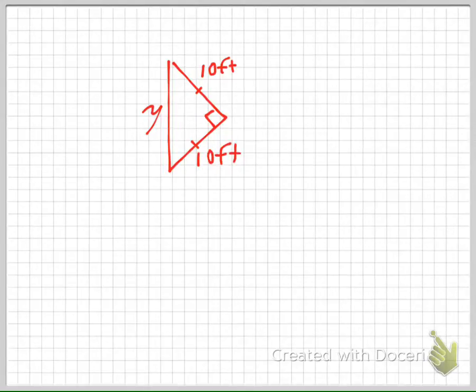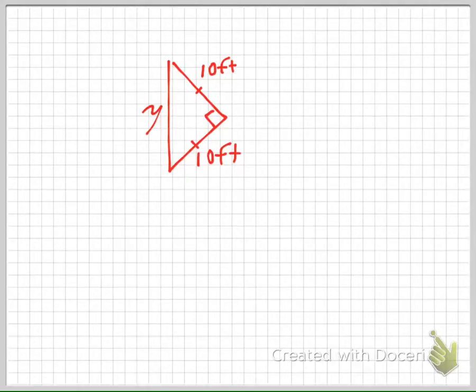How do you figure out, Gigi, the length of y? 10 times square root. Now, why is that? Why does that work here? Why is it 10 times the square root of 2? Because it's a 45, 45, 90. And what is the rule about a 45, 45, 90? The leg times the square root of 2 is the hypotenuse.